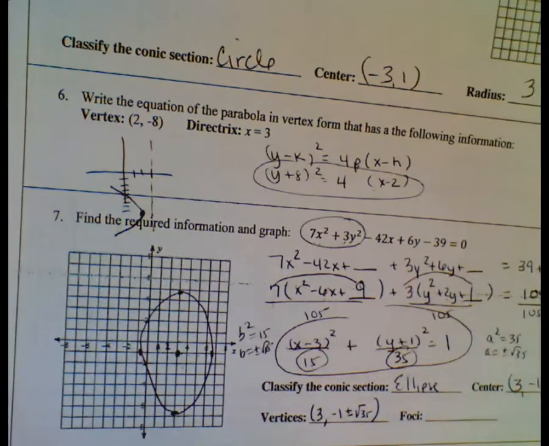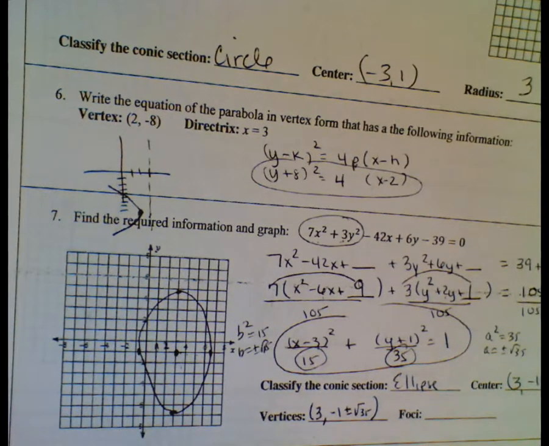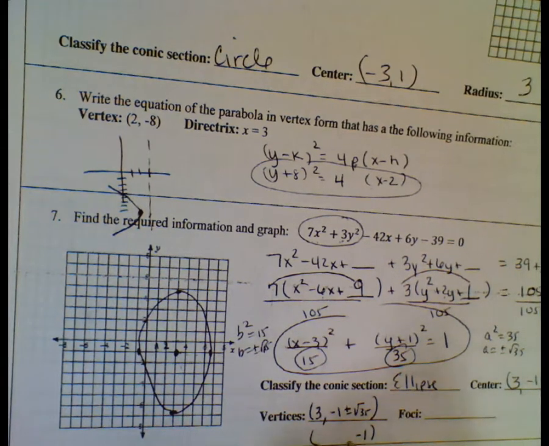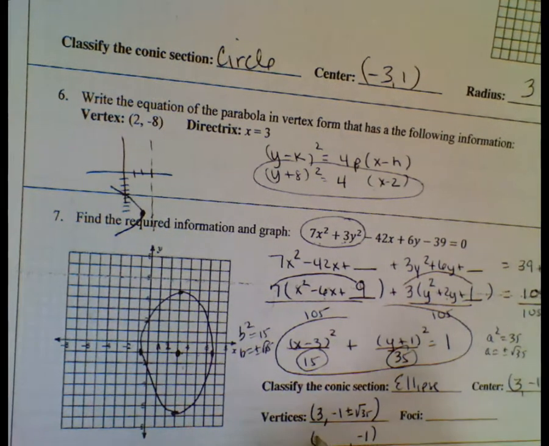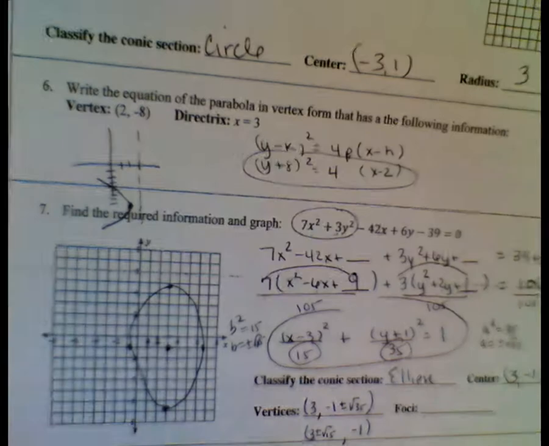That's our ellipse. Okay. Now those vertices share the same y side as the center. So that means the -1 is going to stay the same. So you're going to take the 3 and you're going to add and subtract square root of 15 to that. And that's how you write your co-vertices.